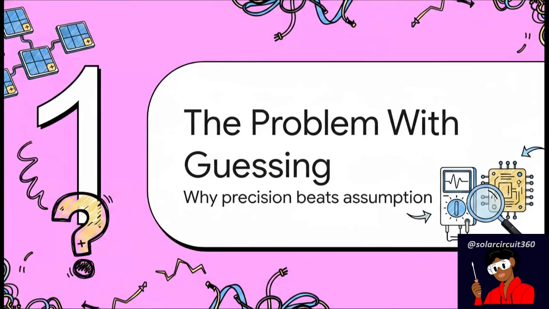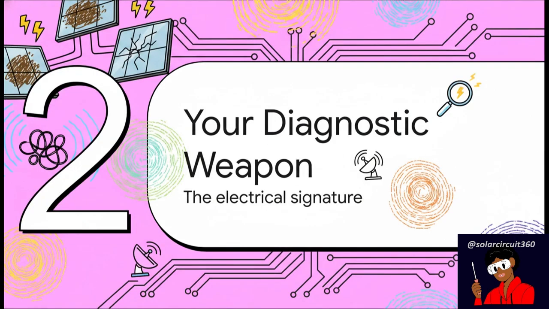All right, so first things first, we need to establish why guesswork is basically your worst enemy in this whole investigation. When you're dealing with electrical systems, making assumptions isn't just frustrating. It can be a dead end that costs you a lot of time and money. Precision is the name of the game. But here's the good news. You actually have a secret weapon. Every single solar problem, doesn't matter if it's dirt, damage, or wiring, leaves behind a unique clue. Think of it like a fingerprint at a crime scene. We call this its electrical signature.